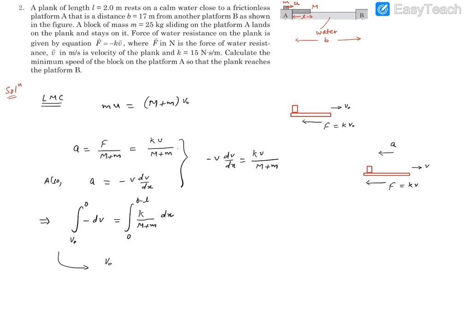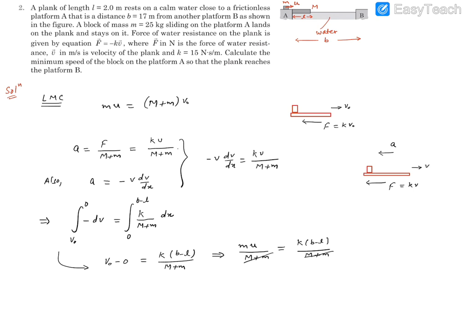So this will become v naught minus 0 after integration, and it's going to be k times (b minus l) divided by capital M plus small m. Now we are not interested in finding v naught. Our answer is going to be u. So we can substitute the v naught value. So v naught can be written as mu divided by capital M plus small m, which is equal to k(b minus l) divided by capital M plus small m, where capital M is the mass of the plank, which is not known to us.